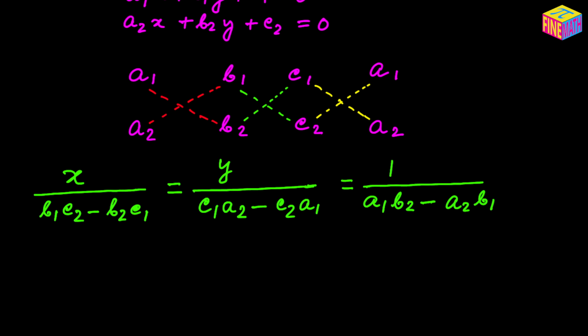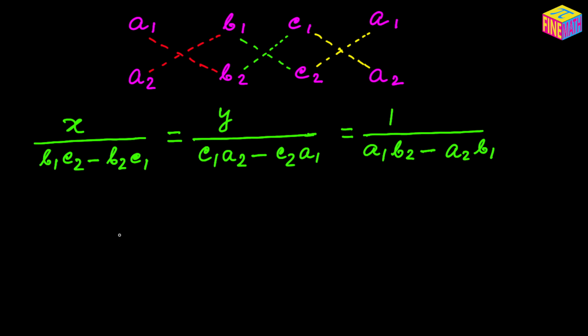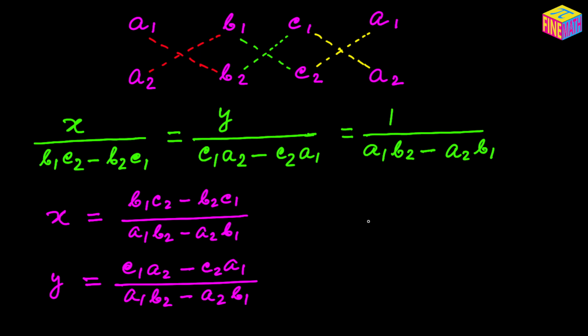So from this picture, again, this picture came from the original values, right? Now I'm going to write down the values again, just in case. So I hope you can clearly see how the cross multiplication works. When we are trying to determine the value of x or y, in the denominator, it will always be a picture with the coefficients of x and y. That means a sub 1 b sub 2 minus a sub 2 b sub 1.